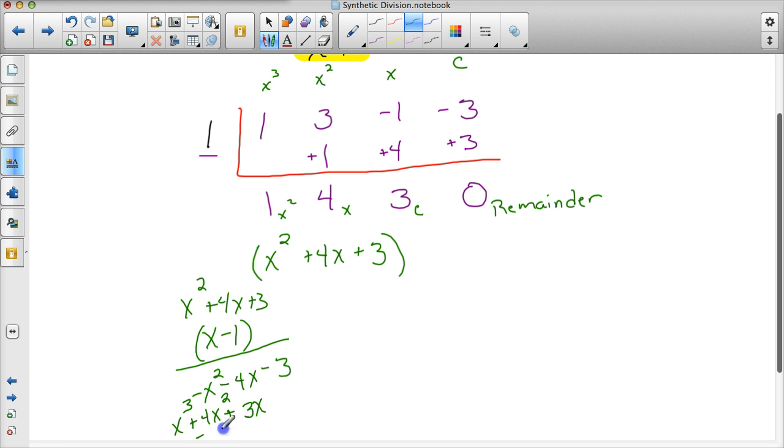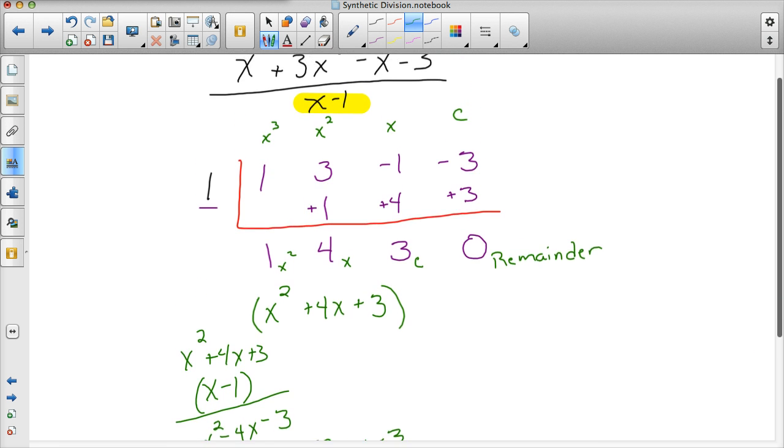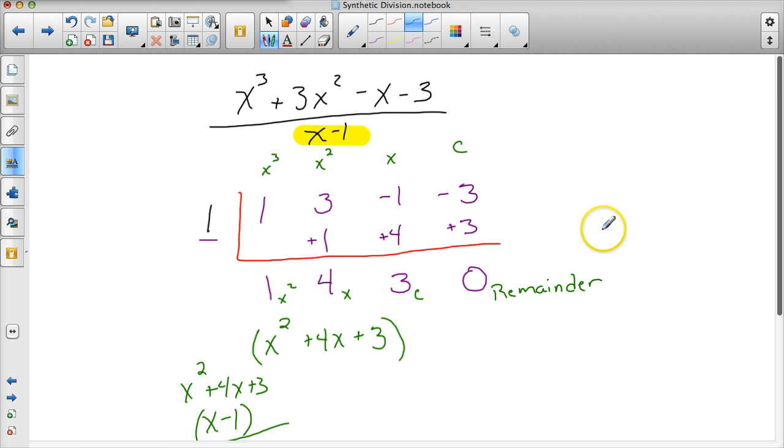Now I combine my like terms, and I have x cubed plus 3x squared minus x minus 3. And if we scroll back up, we'll see that that's what we started with. Let's take a look at another example.